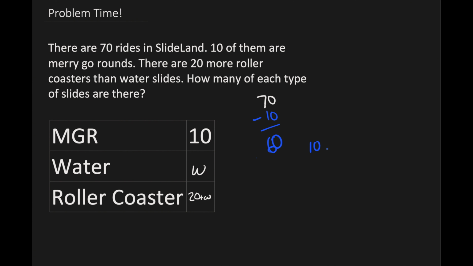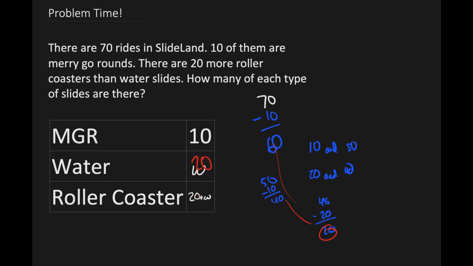So we have 10 and 50, and then we have 20 and 40. Now let's do this. 50 minus 10 is 40. No. Let's try 40 minus 20. Well, there you go, we got 20. So 20 and 40 both go to 60. It looks like the water slides are 20.